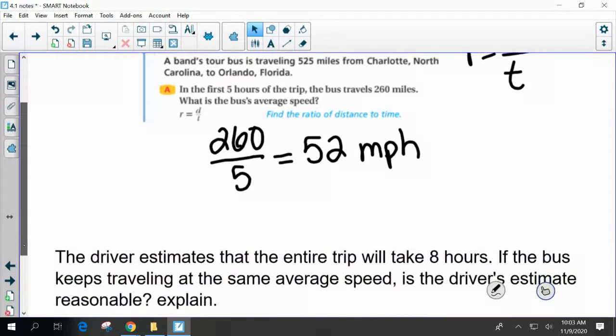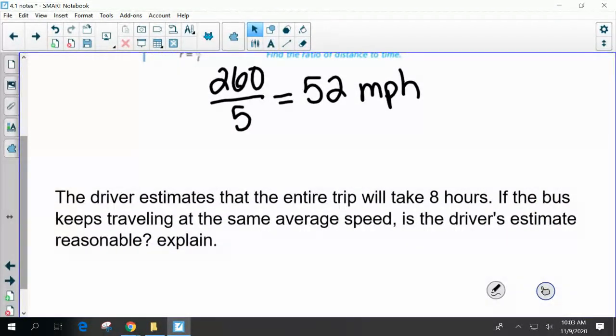Okay, so if you look at the next part, the driver estimates that the entire trip will take 8 hours. If the bus keeps traveling at the same average speed, is the driver's estimate reasonable? So how many miles altogether is the trip? 525. If you're going 52 miles an hour, how many hours should it take you? How do you figure that out? How'd you figure that out? Because each hour is 52 miles per hour. Yep. Well, miles. Yeah. So I took 8 times 52.